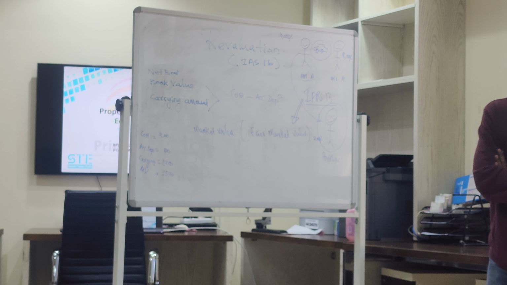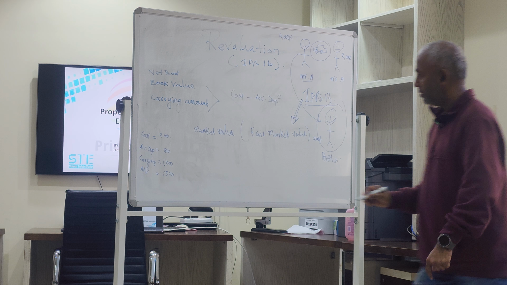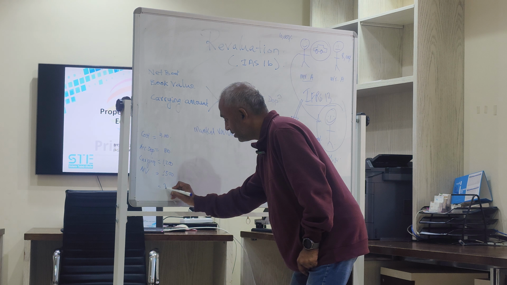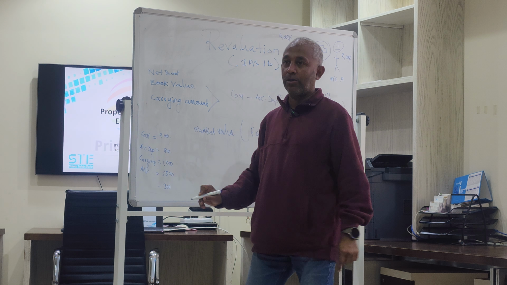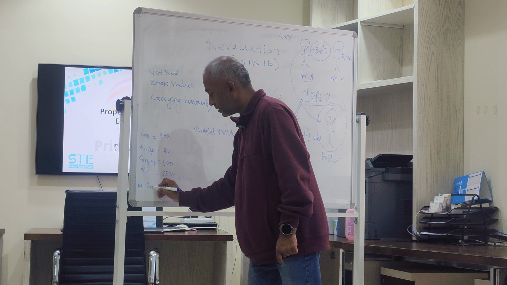Yes, brother, tell me, loud. See, now we are very old, we don't hear. 300,000? We have a result of 300,000 and this 300,000 is named as revaluation surplus.